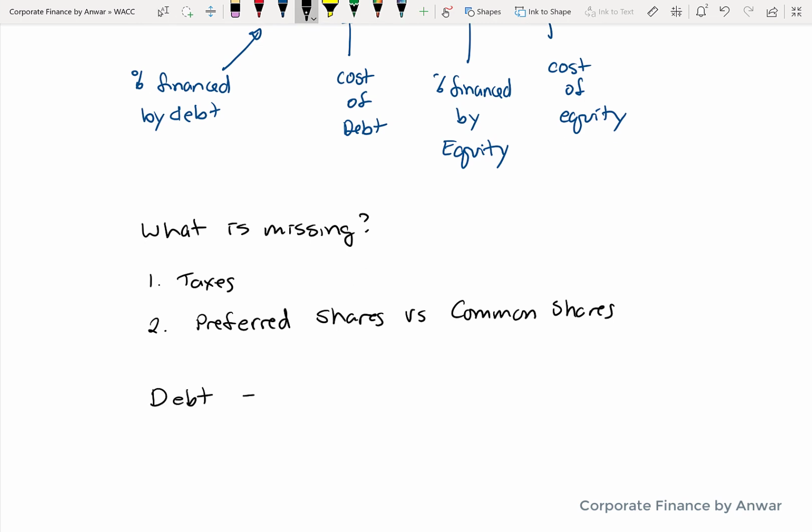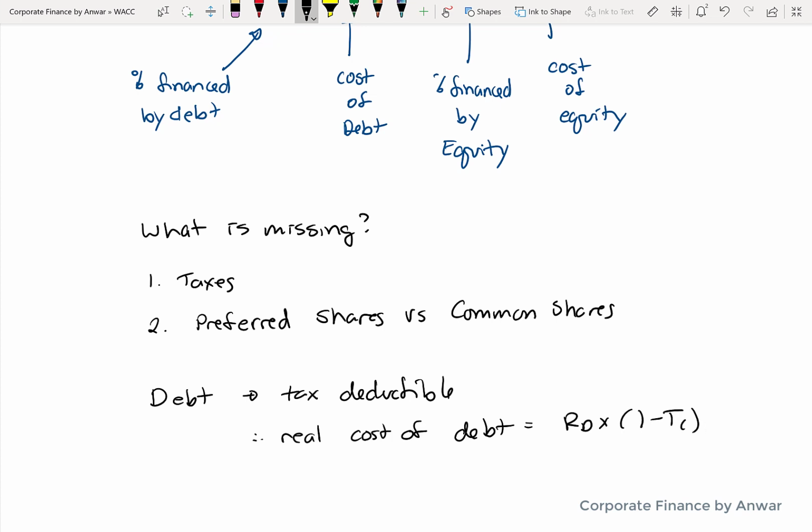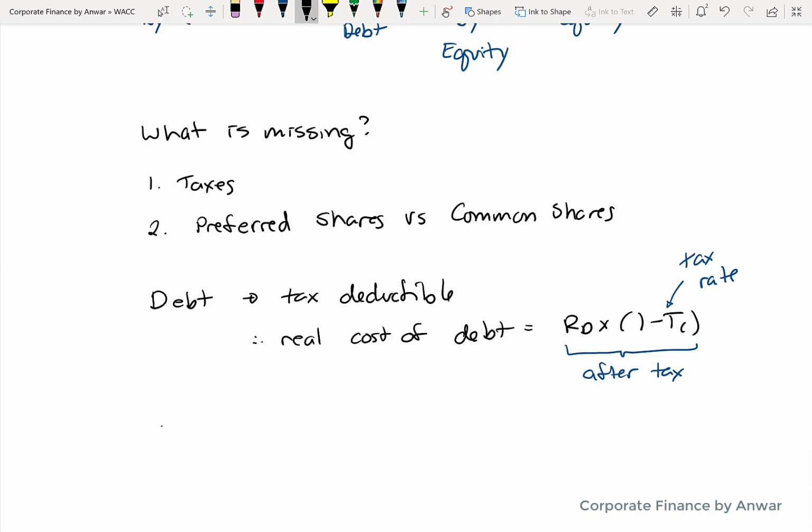So the reason taxes is important is because debt and equity are treated differently from a tax perspective. The cost of debt, which is the interest that you pay, is tax deductible. So then in reality, you're not really paying the total interest cost as your cost, because you're getting some of it back from the government as a deduction. So your real cost of debt is going to be whatever the after-tax cost of debt is for you, which is RD times 1 minus the tax rate, which is the after-tax cost of debt. So that is substituted into the formula.